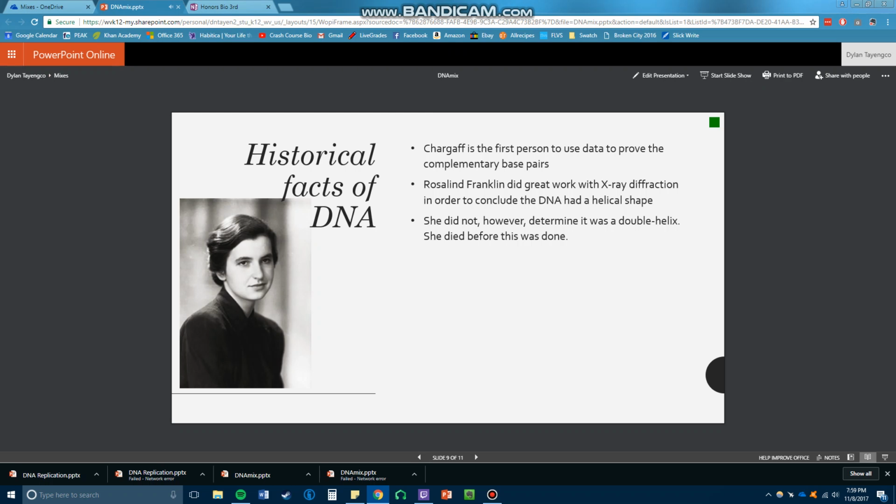He did all the studies with specifically the nitrogen bases. Rosalind Franklin was the one that determined the helical shape. She didn't get the credit for it, but she did figure out through X-ray diffraction it was the helical shape. Of course, this was after the work of Griffith.